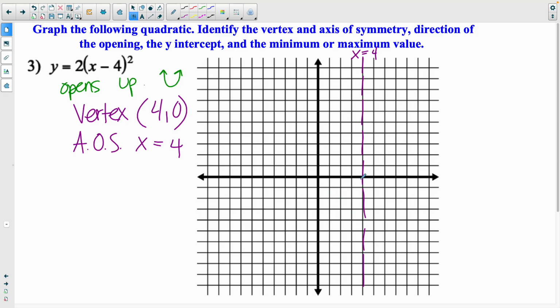All right, so 4, 0, we're right here. And now we just have to plug in our numbers. So let's start with 0 so we can find the y-intercept. Plug that 0 in right where the x is.